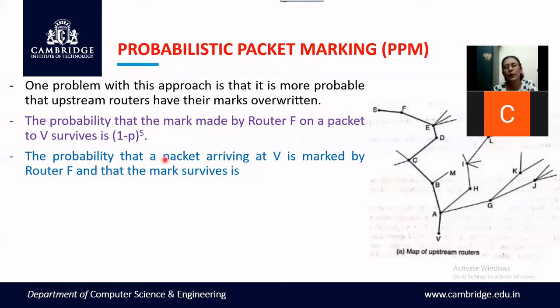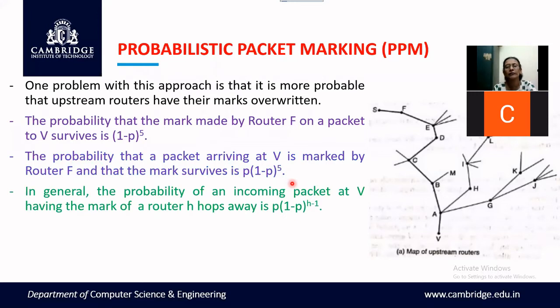Next, what is the probability that a packet arriving at V is marked by router F and that mark survives? So at F, it is being written with a probability P. Now at E, it should not be written. So that F is written and E is not written is P into (1 minus P). At D, it is P into (1 minus P) whole square. Same way, when you reach V, the probability that the packet is marked by F and not overwritten by any of these would be P into (1 minus P) whole to the power of 5.